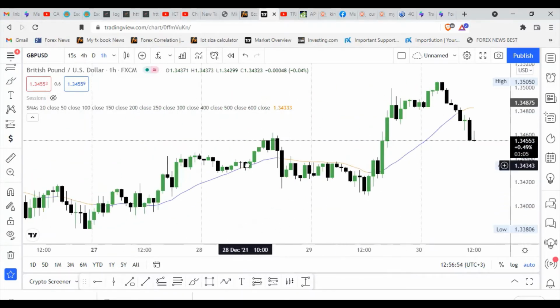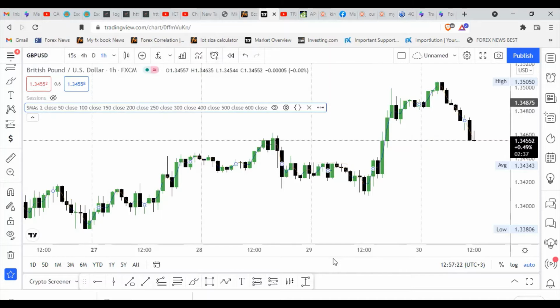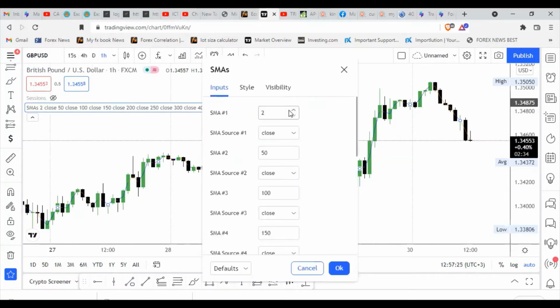So now also, let me take you again back there. Remember, as we were doing the input here, the first one is the number of periods that you want your moving average to cover. So when I say 20, it means 20 candles going back. And when I do 2 candles, it will mean only two candles. I want you to see the difference. If I'm using 2 candles, the moving average will react very quickly to the price.